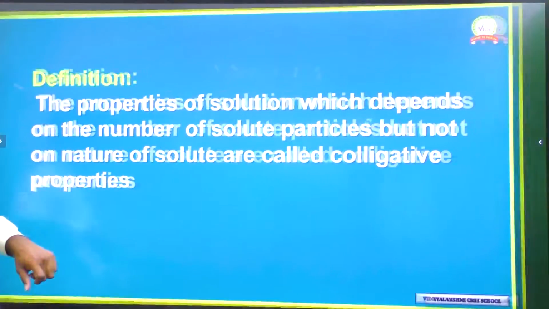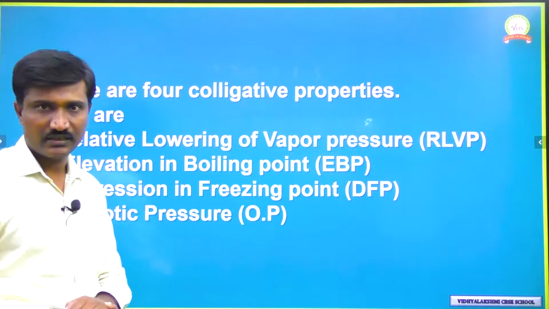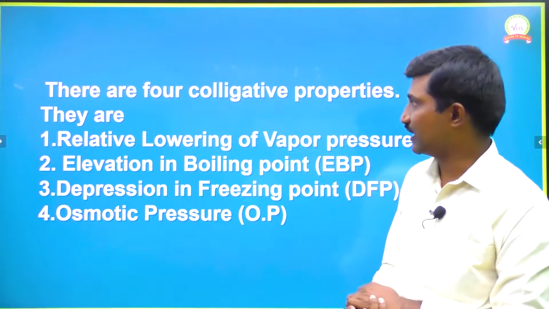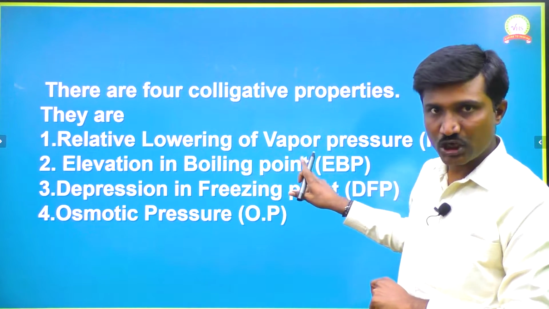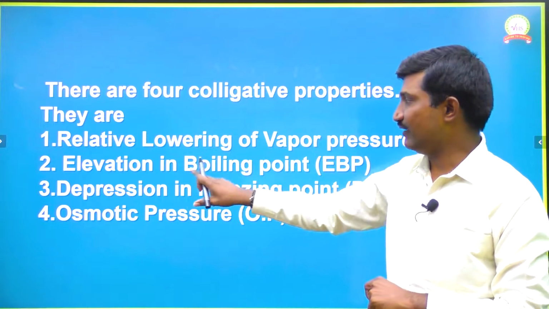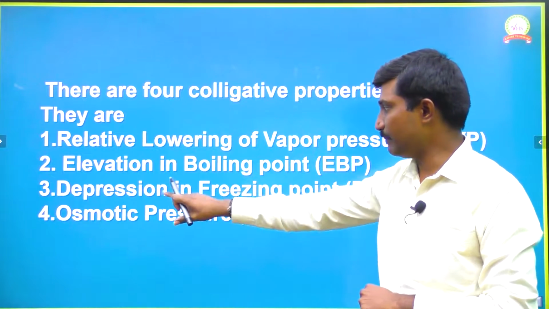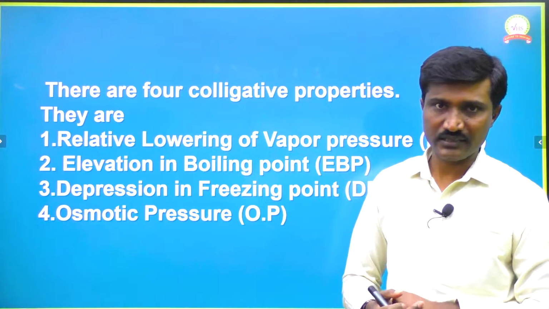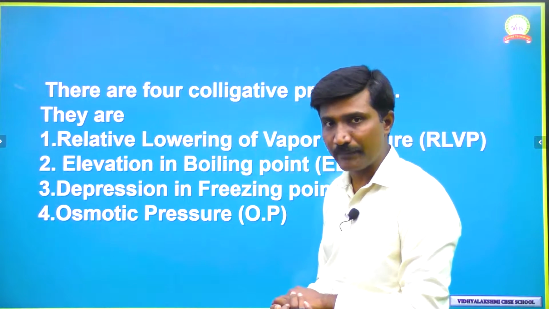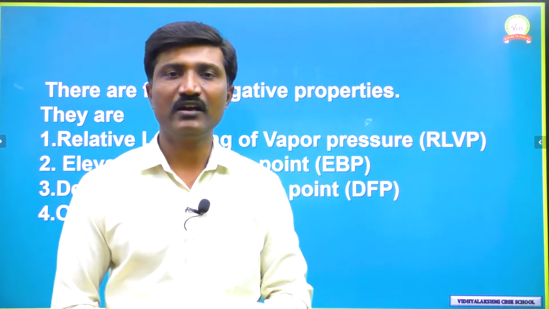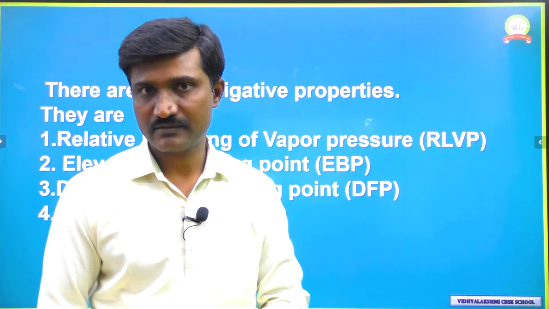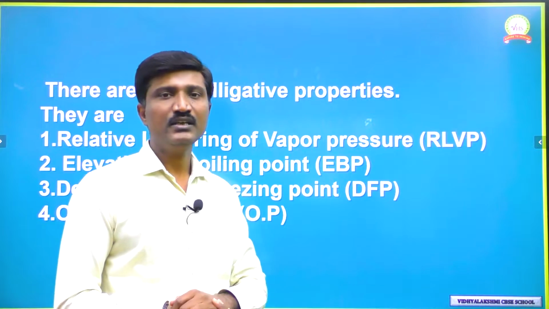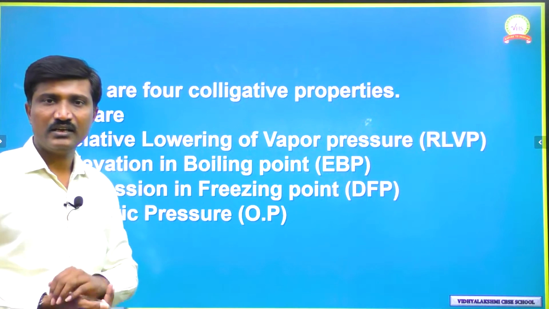If we ask how many colligative properties there are, there are four. What are those? Relative lowering of vapor pressure, elevation in boiling point, depression in freezing point, and osmotic pressure. These are the four colligative properties which depend only on the number of solute particles but not on the nature of solute. Okay, so let us discuss each one by one.